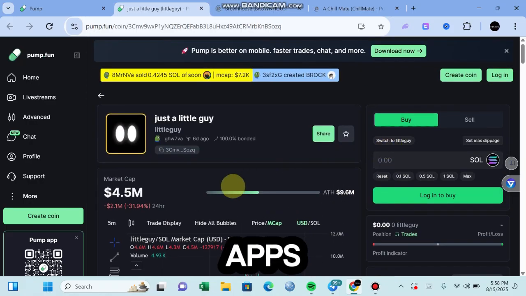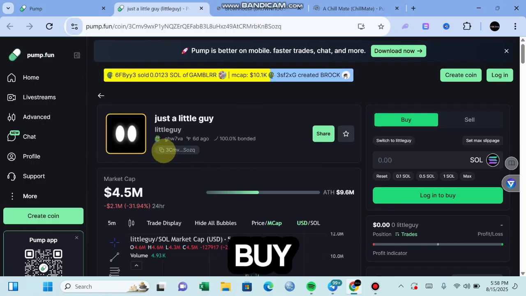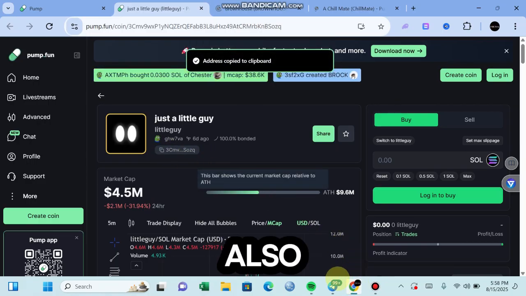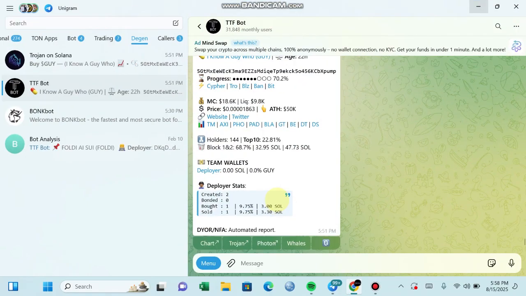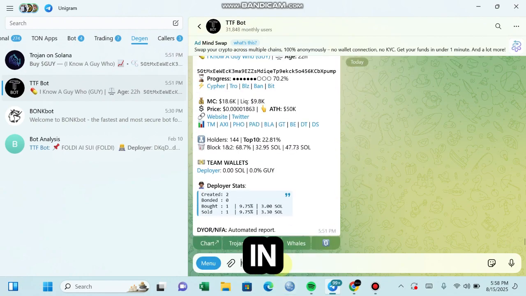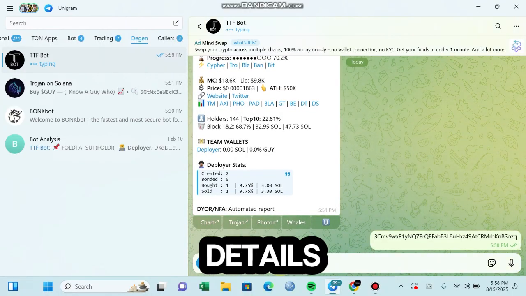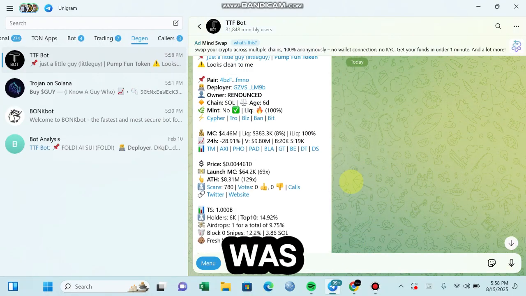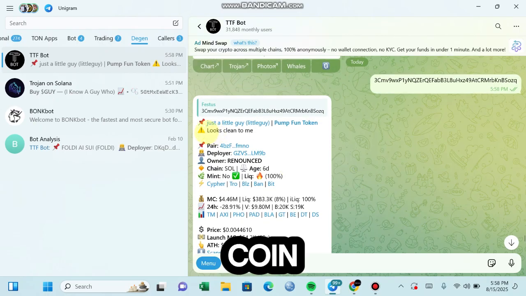But there are other apps that you can simply use to check and to buy if you want. You can also go to Telegram. There's this bot, TTF bot, to check the coin and actually see the top 10 holders and those stuff. So I paste the link in this bot called TTF bot. And as said, you can get the details of this particular coin, as I was going to say. It shows that the coin is very good.